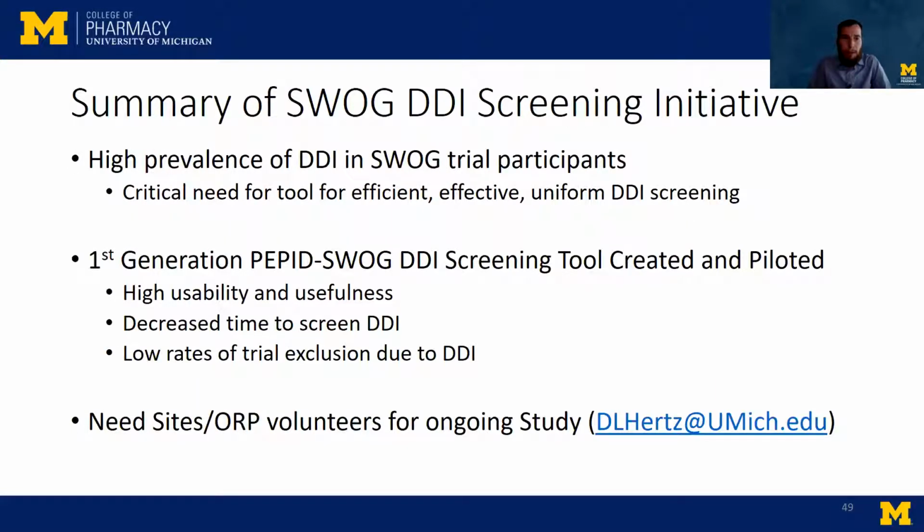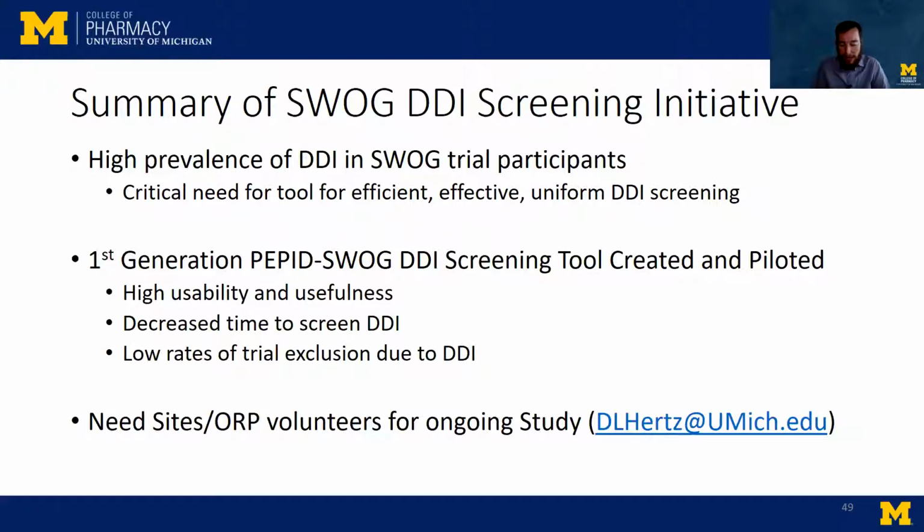So just in summary, we have demonstrated there's a high prevalence of drug interactions in SWOG trial participants, and we think there's a critical need for a tool that can efficiently and effectively conduct uniform DDI screening. Our first generation tool within our feasibility pilot demonstrated high usability and usefulness. It decreased the amount of time required to screen drug interactions and led to low rates of trial exclusion. So we need at this point sites and ORP volunteers for our study.